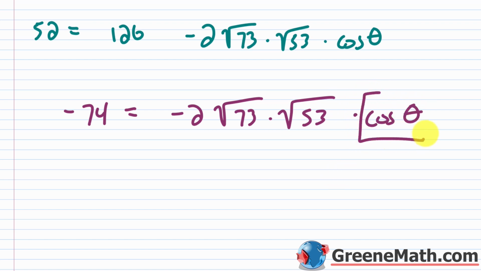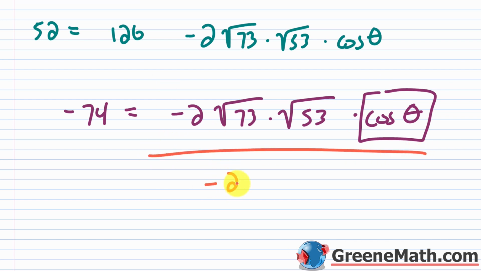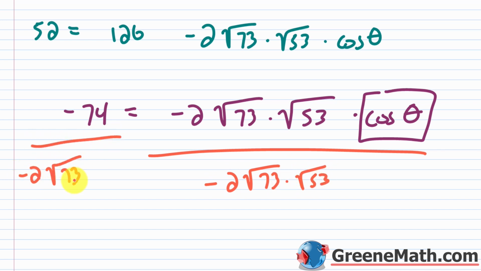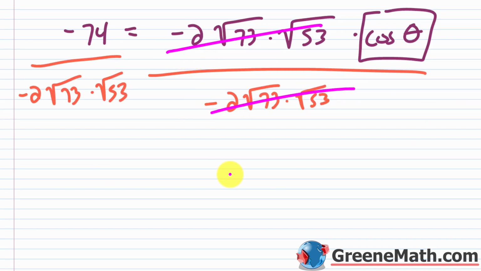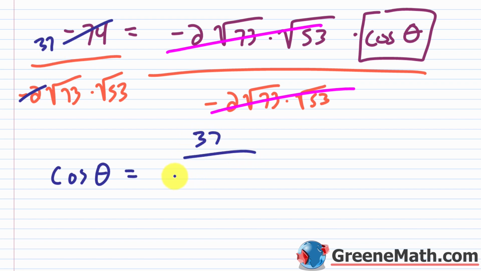Now again, if I want to solve for the cosine of theta, I'm just going to divide both sides of the equation by -2 times the square root of 73 times the square root of 53. So let me do that over here as well. So let's go -2 times the square root of 73 and then times the square root of 53. Okay, so this is going to cancel, and I'm going to write this cosine of theta on the left. So let's say the cosine of theta is equal to, so you have -74 divided by -2. So let's go ahead and do that on the calculator, and I get 37. So let's say this is 37 over the square root of 73 times the square root of 53.